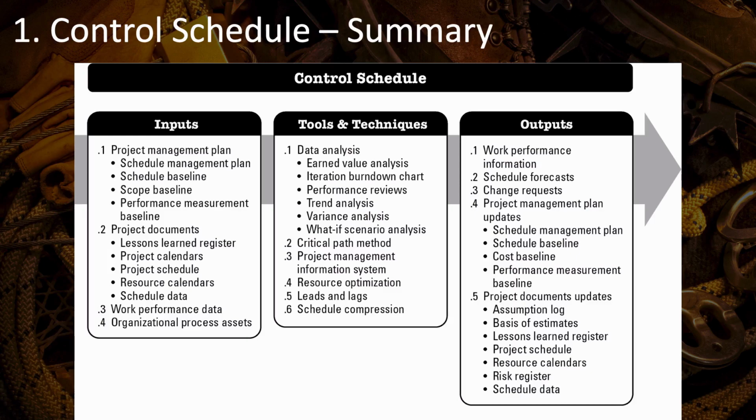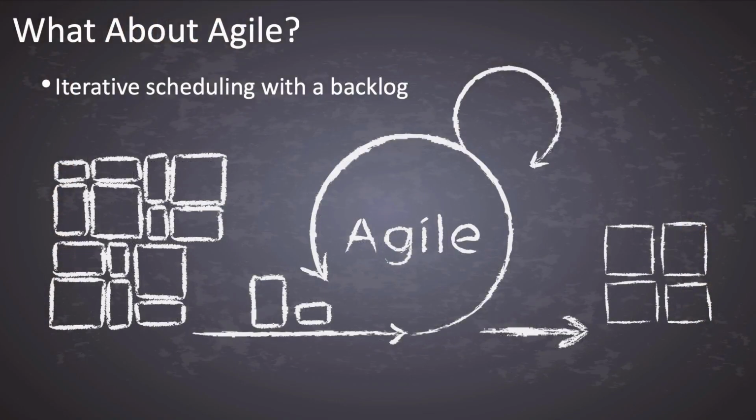and schedule compression. The most significant Agile practice related to scheduling is the sprint, which is typically an iteration of 2 to 4 weeks. The project scope is represented in a prioritized backlog of work packages and activities, and each sprint begins with a sprint planning session that selects items from the backlog to be worked on in the sprint.